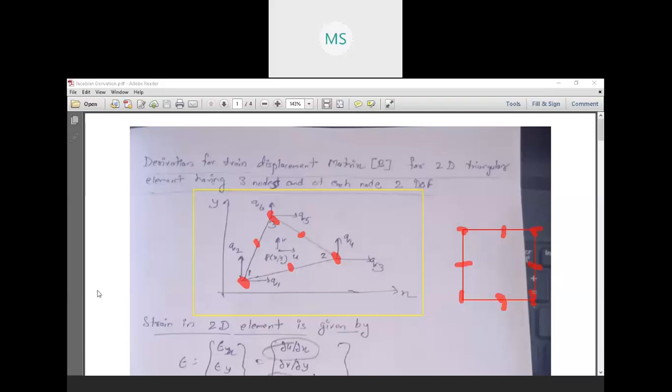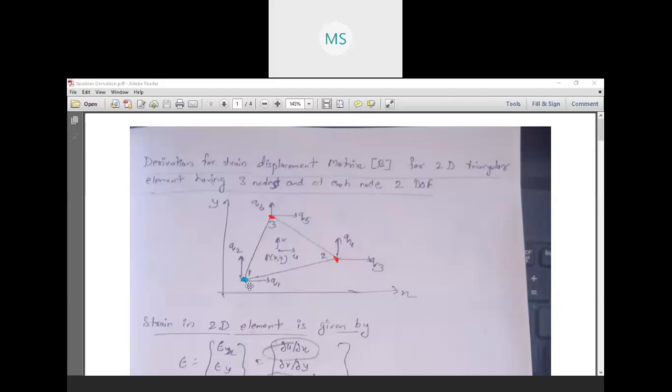Now we will start doing the derivation for the displacement matrix for three-noded. What does three-noded mean? We are not having any in-between nodes, just the corner nodes. This is node number 1, this is node number 2, and this is node number 3. We are going to do the derivation for these three nodes, considering that each node has 2 degrees of freedom.